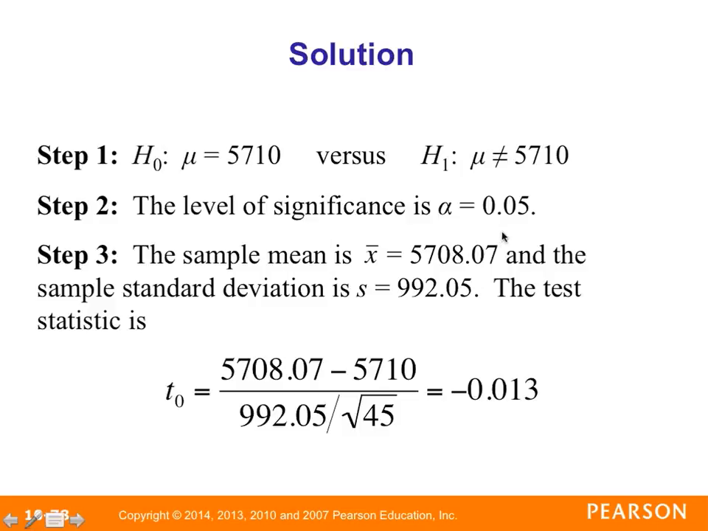Okay. Now the level of significance is going to be alpha equals 0.05. Our sample mean was 5708.07, and the sample standard deviation was 992.05. So we just have to calculate our test statistic by taking our sample mean, 5708.07, and subtracting the mean from our null hypothesis, which was 5710, and then dividing that by 992.05 over the square root of 45. And we should get a test statistic of negative 0.013.